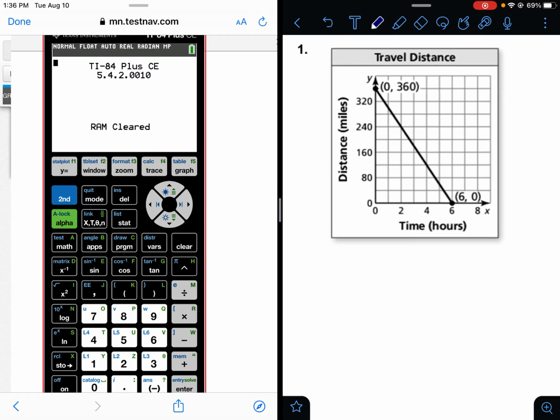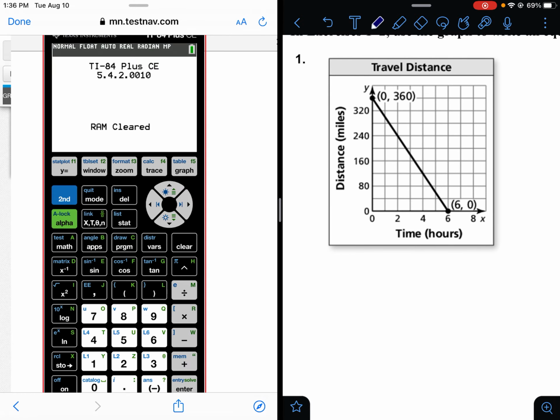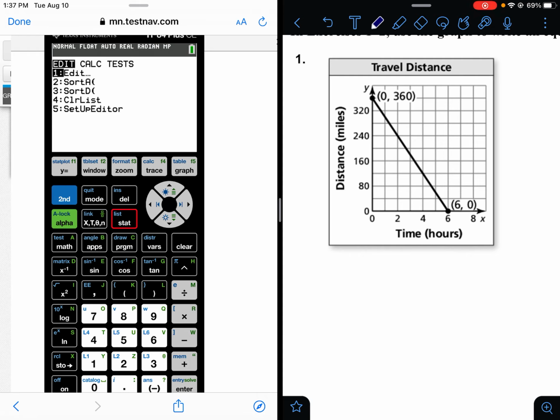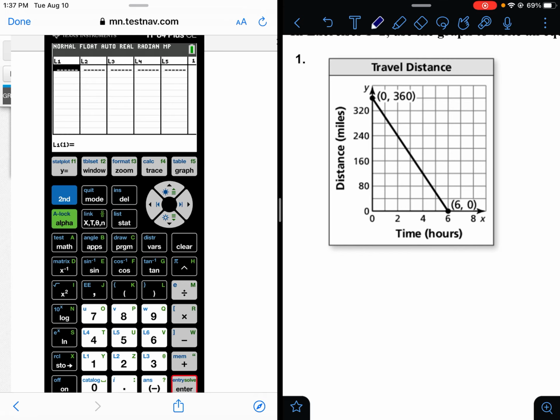So it asks you to write the equation and then interpret the slope. So we're going to write the equation. On your graphing calculator, in order to do this, you're going to need to find the stat button. The stat button is sort of in the middle of the calculator. It goes alpha and then the x, t, theta, n, but then stat. So you see stat right there. It's highlighted in red now. We go to stat, and then we're going to go to edit. We're going to edit our stat. And then it should look like this.